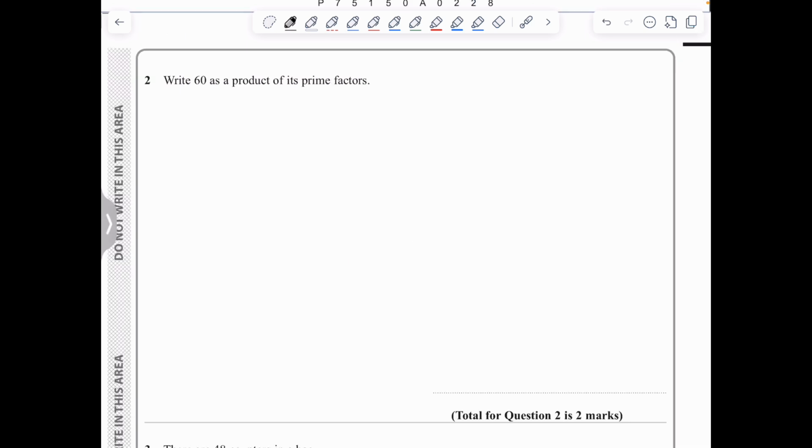In question 2, we need to write 60 as a product of its prime factors. So I'm going to write 60 here and keep dividing by all prime factors. So 60 over 2 is 30, divided by 2 it's 15, divided by 3 it's 5, and divided by 5 is 1. So the objective was to arrive at 1 here. So we can see that 60 is 2 squared times 3 times 5.